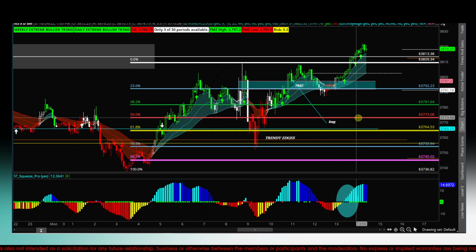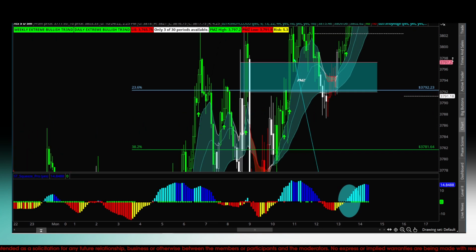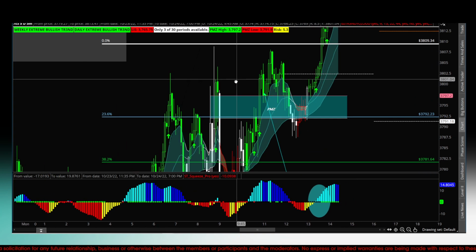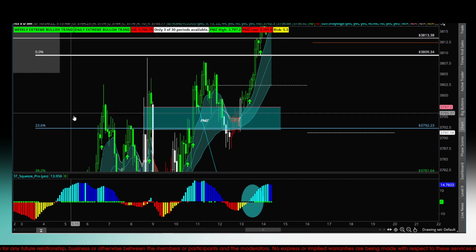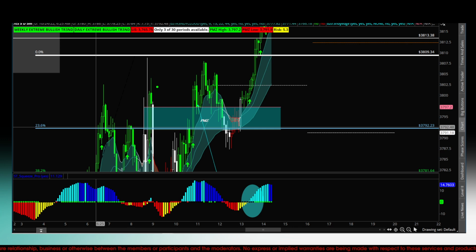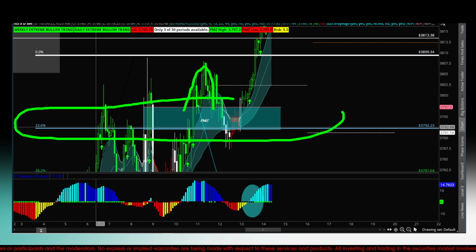So, as I was saying earlier, notice how this PMZ happens to be above 23.6 of the range. I'm not a huge dip buyer for the PMZ. Sometimes I'll do it, sometimes I don't. I told you guys last week, if price comes back down into the PMZ and it happens to be around the 23.6, that's the only time I really like it for a dip buy because it's falling within the bullish zone.